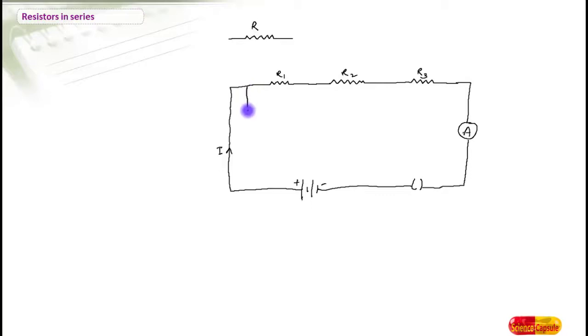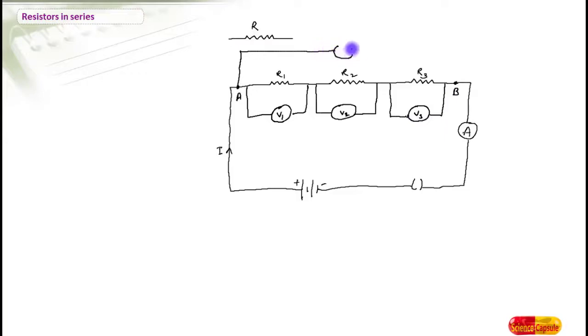If we connect a voltmeter across R1, then that will be the potential difference V1. If we connect a voltmeter across R2, that will give you the potential difference V2. Similarly, for resistor 3 we will get V3. If we connect a voltmeter across AB, then that will give you the total potential difference between the points A and B.